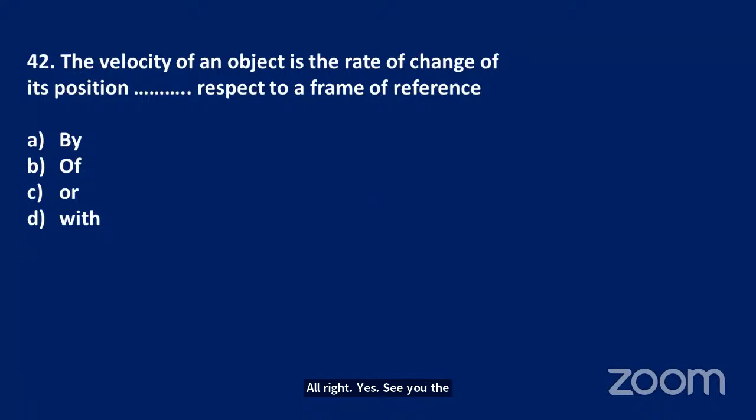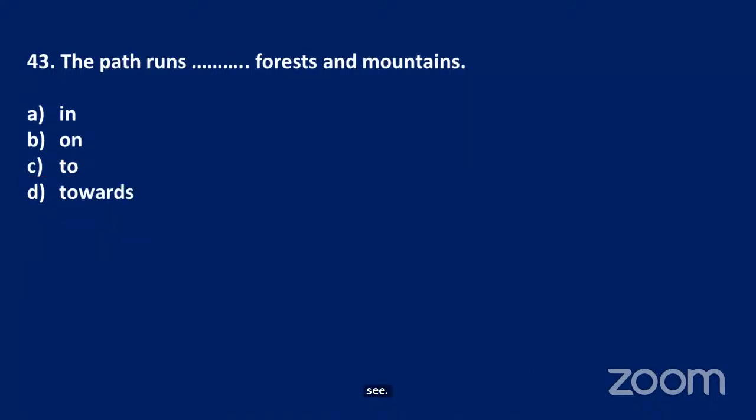The velocity of an object is the rate of change of its position dash respect to a frame of reference. Is it by respect, of respect, or respect, or with respect? Students, I want everybody to give me your answer. You need to answer this because then only you can be very strong in your grammar. Many says, I'm very happy. It's really pouring in. Almost everybody is giving me the option as D. All right, let's see. Yes, it is with respect. Perfect. Good. See the next question.